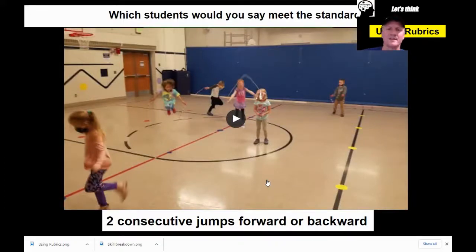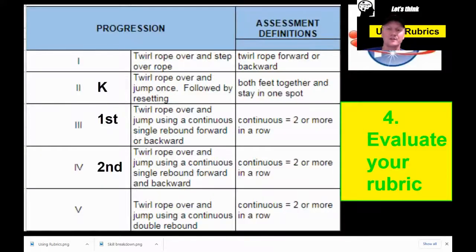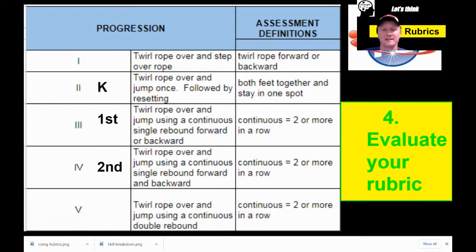So the idea then is once you've done this, you go back to your rubric. And step 4 would be evaluating your rubric. You created it, you practiced with it, now you evaluate it, you twist and tweak it a little bit, and you go back and forth and discuss with other teachers, other professionals. We've even done it where we've taken a video like I'm doing here and shared it with other teachers and asked them if they interpreted these jumps the same way I did.